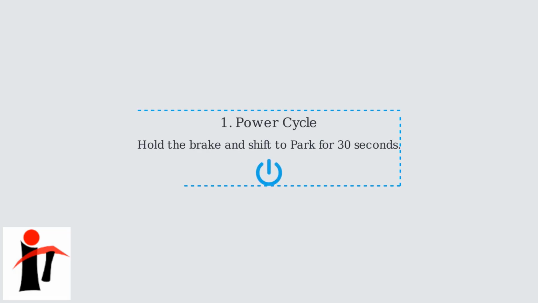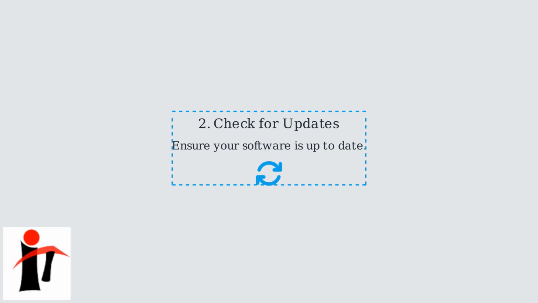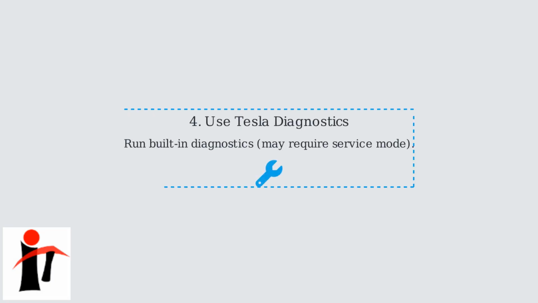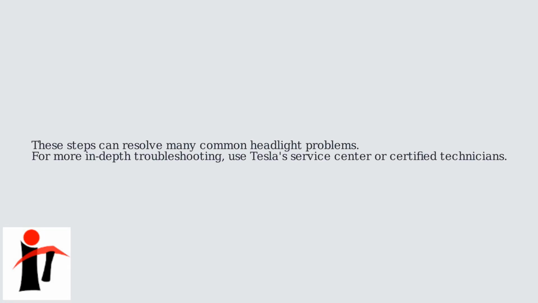Start with a power cycle. Hold the brake and shift to park for 30 seconds to reset the vehicle's systems. Next, check for software updates to apply the latest fixes. Inspect and clean the ambient light sensors to ensure accurate readings. Run the built-in diagnostics, which may require service mode for deeper checks. These steps can resolve many common headlight problems.